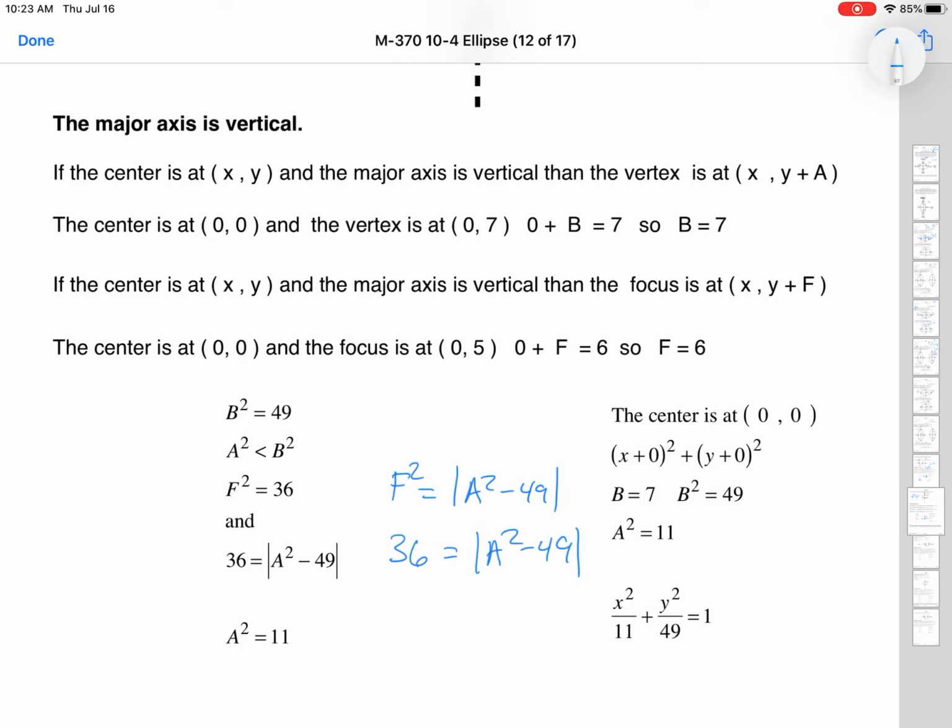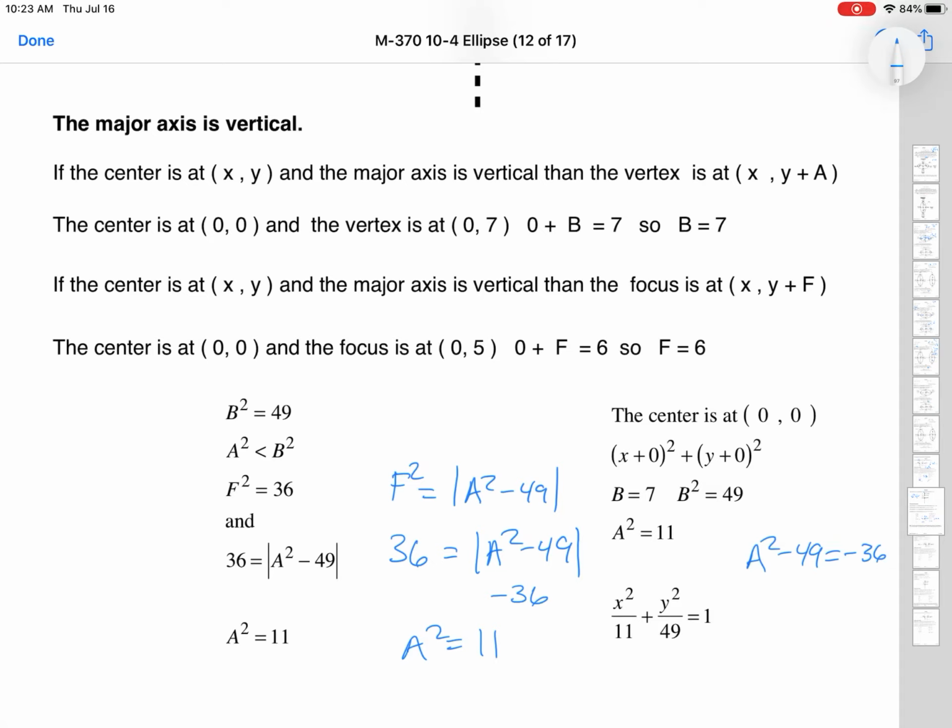So I need to figure out what I could put in there to get really a negative 36. And what he's witnessing is that a squared is equal to 11. And I agree with that. So it gets a little bit weird if you try to solve it from this perspective. But we absolutely know that a squared minus 49 could either equal 36, which it can't. That would make a squared bigger. Or a squared minus 49 would be equal to negative 36.